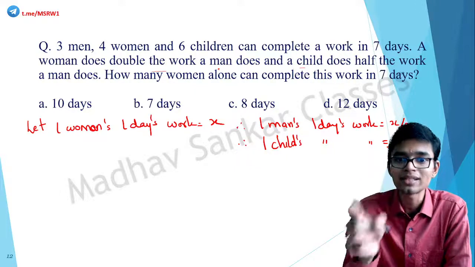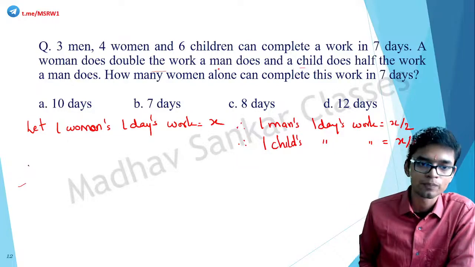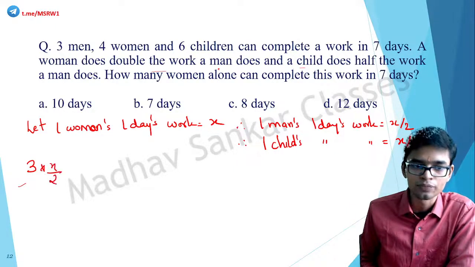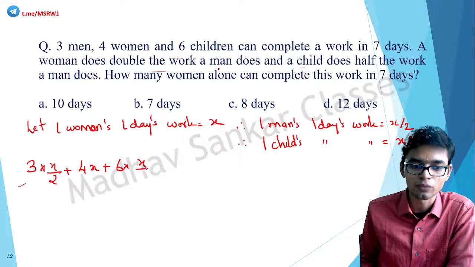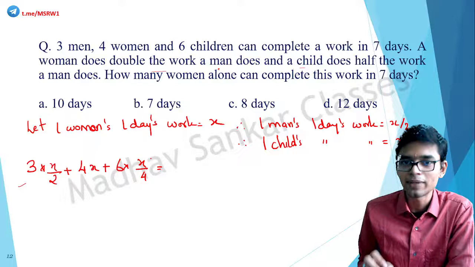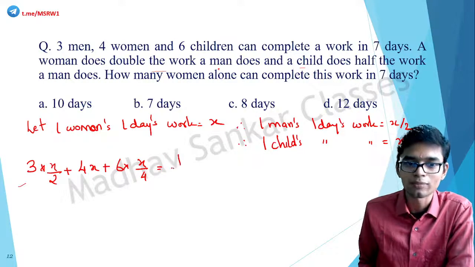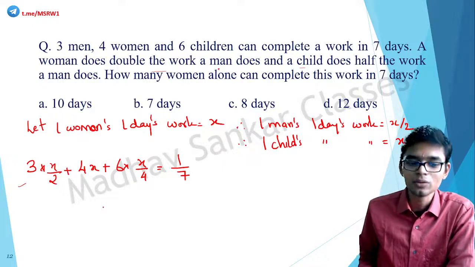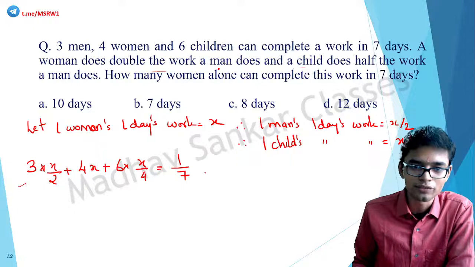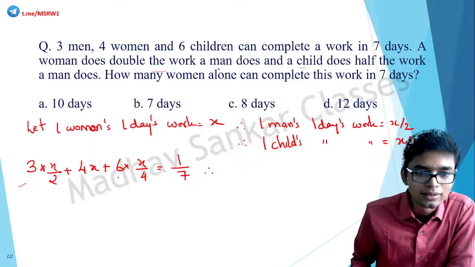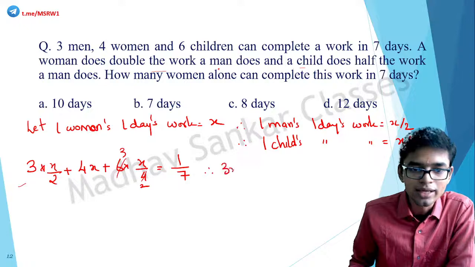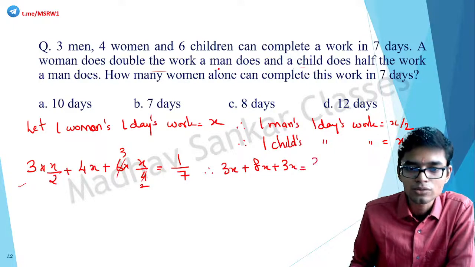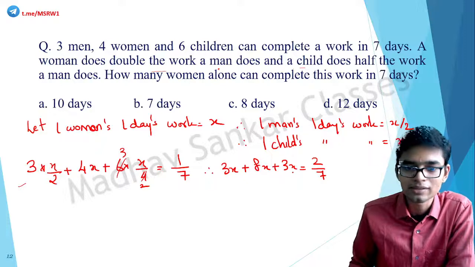3 men, 4 women, and 6 children together complete the work in 7 days. Therefore, 3 men, so 3 into X by 2, plus 4 women, 4 into X, plus 6 children, so 6 into X by 4. They will complete the work in 7 days. So their 1 day's work is how much? 1 by 7. Now, from this, we can very easily solve for X, correct? So therefore, here we can cancel this and we can write it as 3 and 2. So the LCM is 2 only. So 3X plus 8X plus 3X is equal to 2 by 7. Okay, so 3 plus 8, 11, plus 3, 14X.